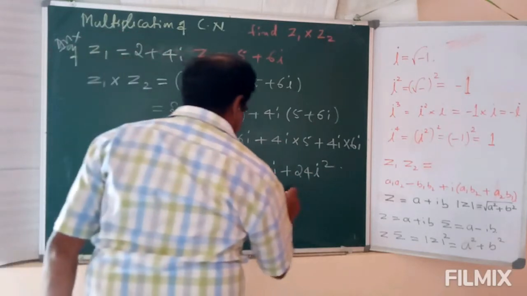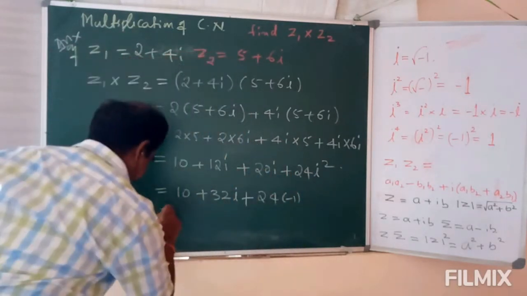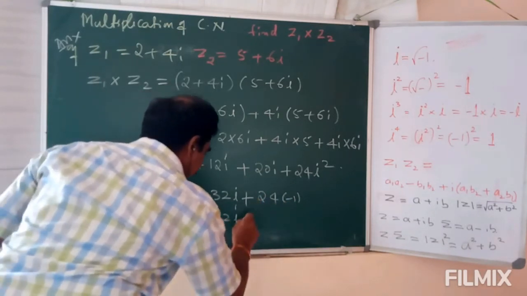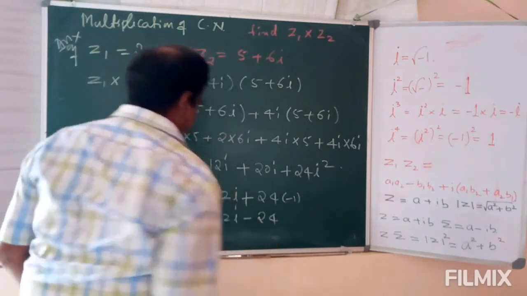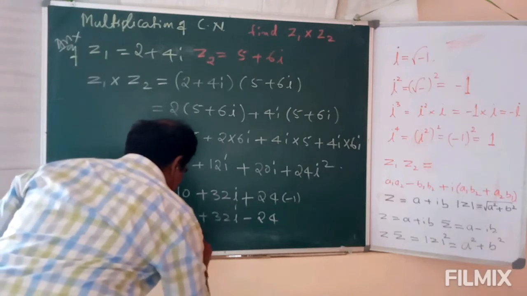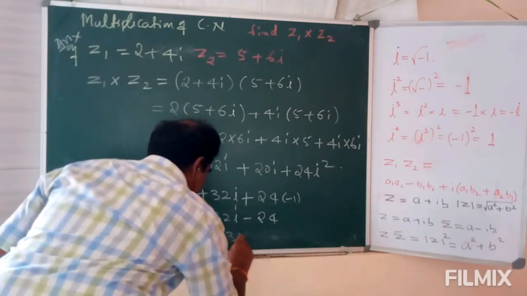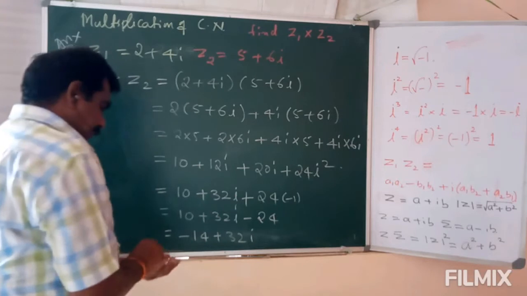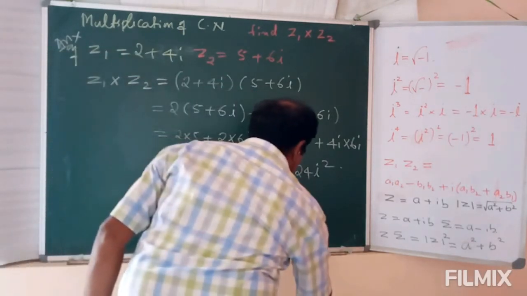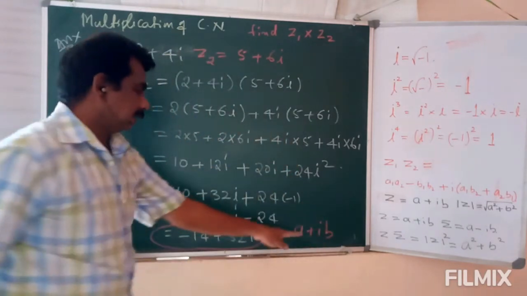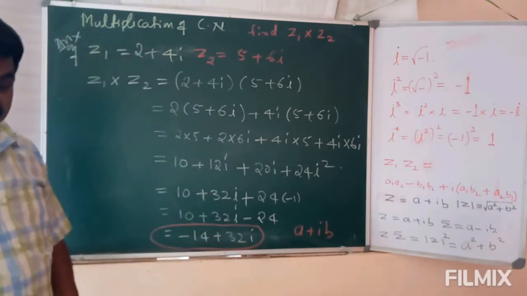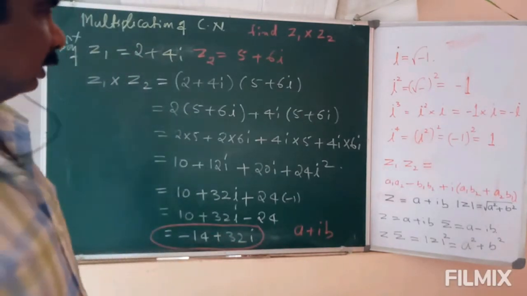Okay, right, I will write. 10 plus 32i minus into plus minus 24. Now 10 minus 24 is minus 14. Good. Minus 14 plus 32i, which is in the form of a plus ib, where a is minus 14 and b is 32. Understand?